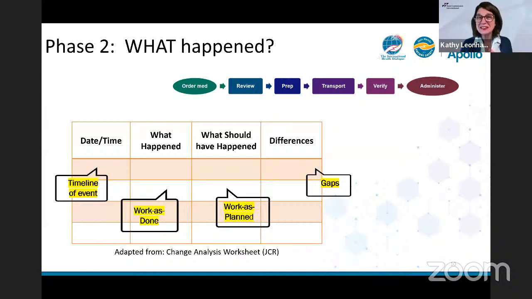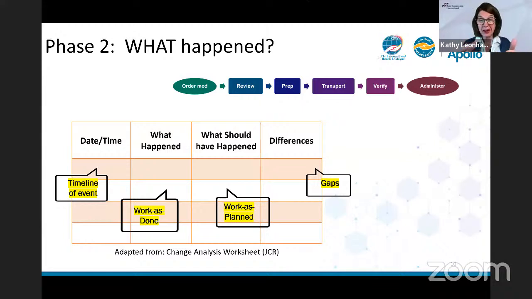We're starting to set ourselves up with this very detailed description of what happened so that we can dig into, and why did we have that gap in performance? Why did the staff not follow that policy and procedure, right? And it's important that you take this timeline and you look at each one of those steps. So thinking back to our case study, what happened? Physicians started working in the clinic.